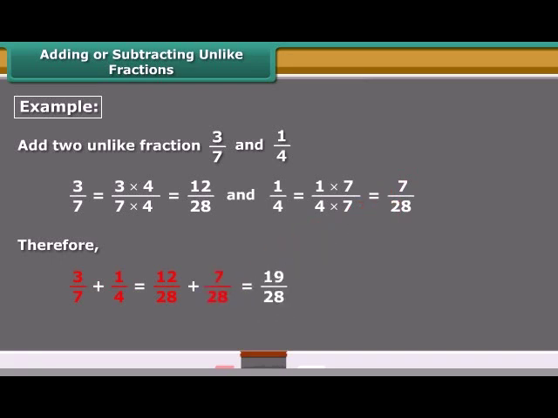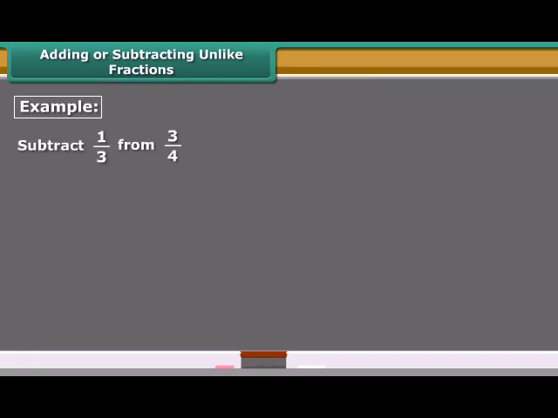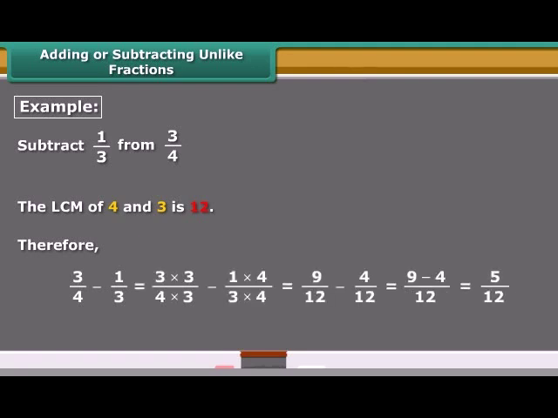Note that 28 is the least common multiple, LCM, of 7 and 4. In another example, to find the subtraction of unlike fractions, first we need to find equivalent fractions of 3 upon 4 and 1 upon 3, which have the same denominator given by the LCM of 4 and 3. The required LCM is 12. Therefore, the subtraction of 1 upon 3 from 3 upon 4 is 5 upon 12.